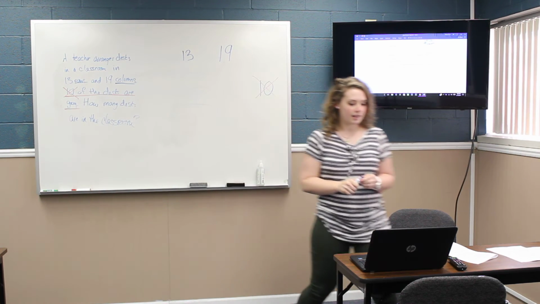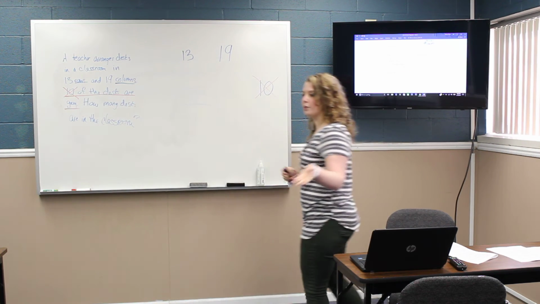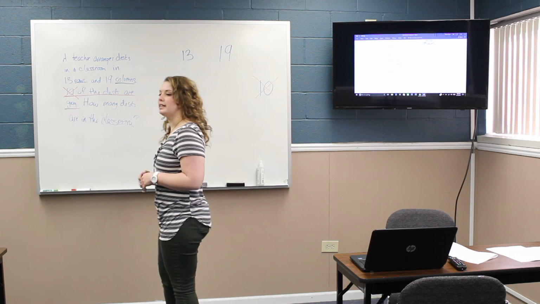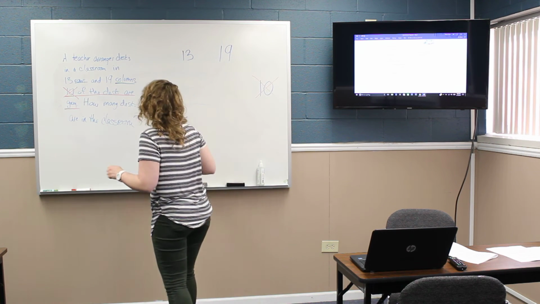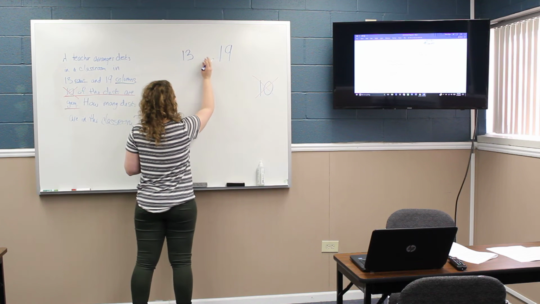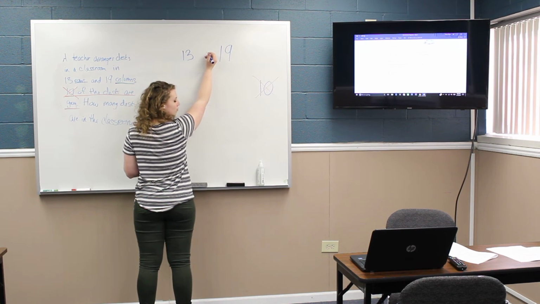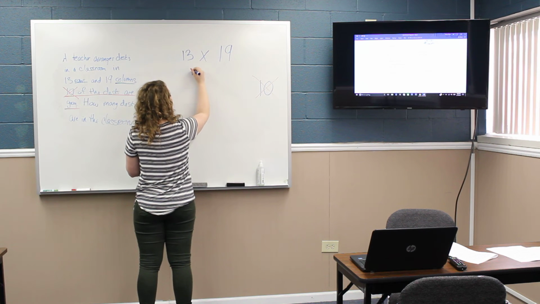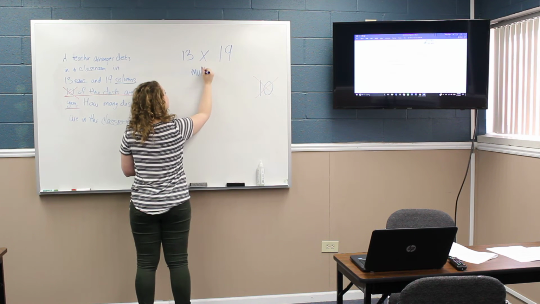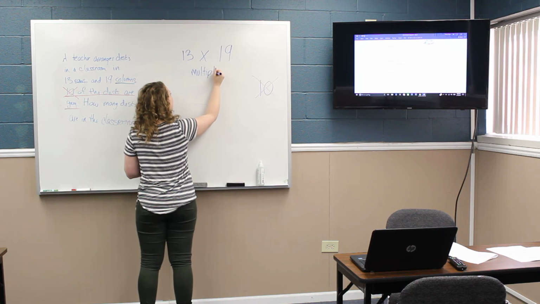All right, next, our mathematical operation. What did we say it was going to be, class? What are we doing? Multiplying. So between your two numbers, write the multiplication sign, or you can spell out multiply.